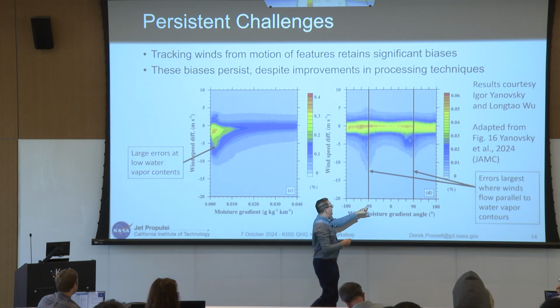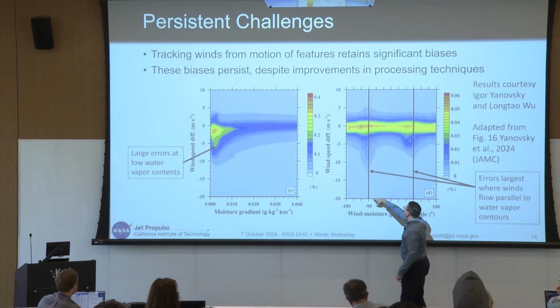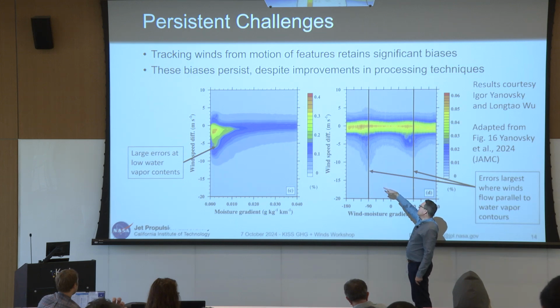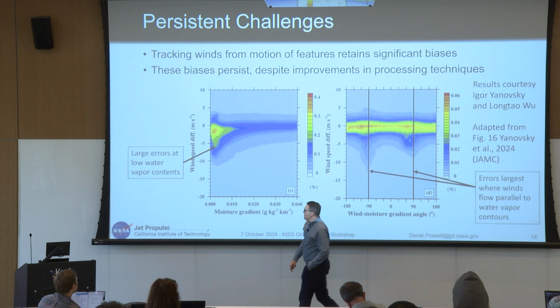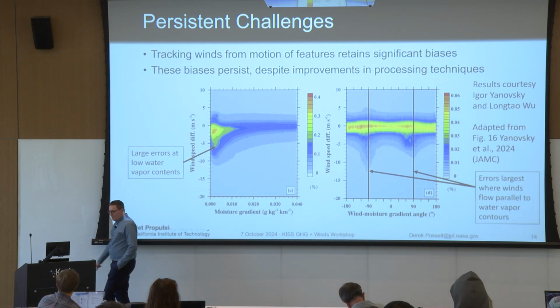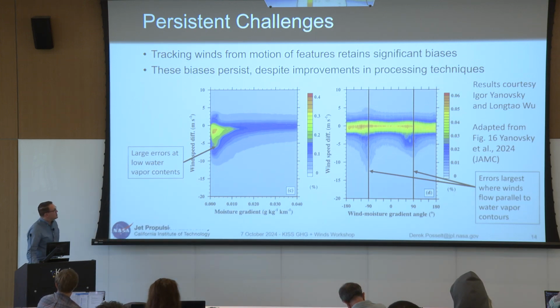And that's what this actually shows: where you have a complete misalignment between winds and water vapor, you've got the largest errors. And by and large, it's always a negative bias. So you just simply can't get it. There was wind there, but there was no way for you to get at it with these feature tracking techniques. Okay, so here's where synergy comes in.